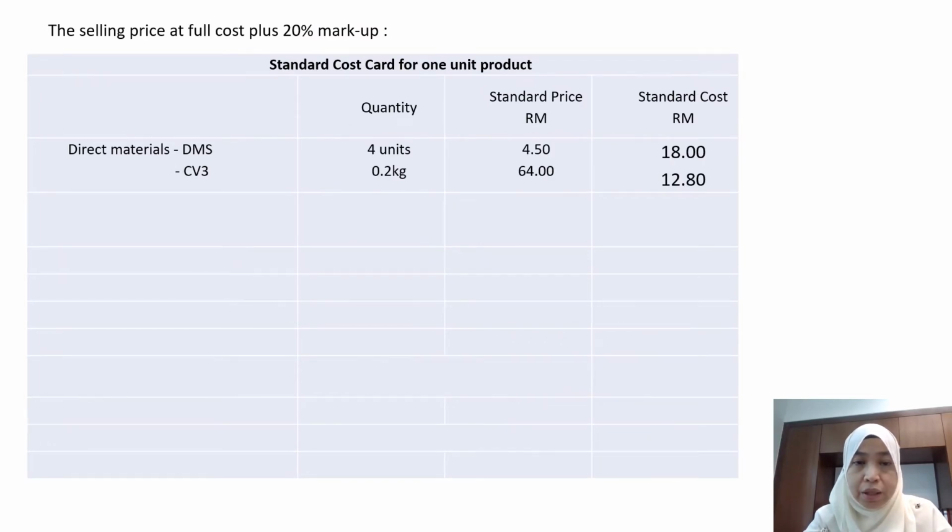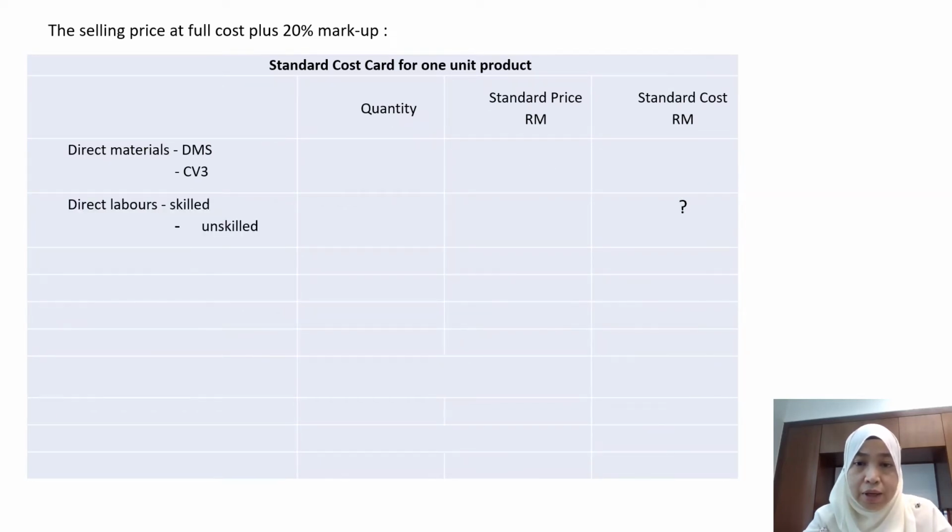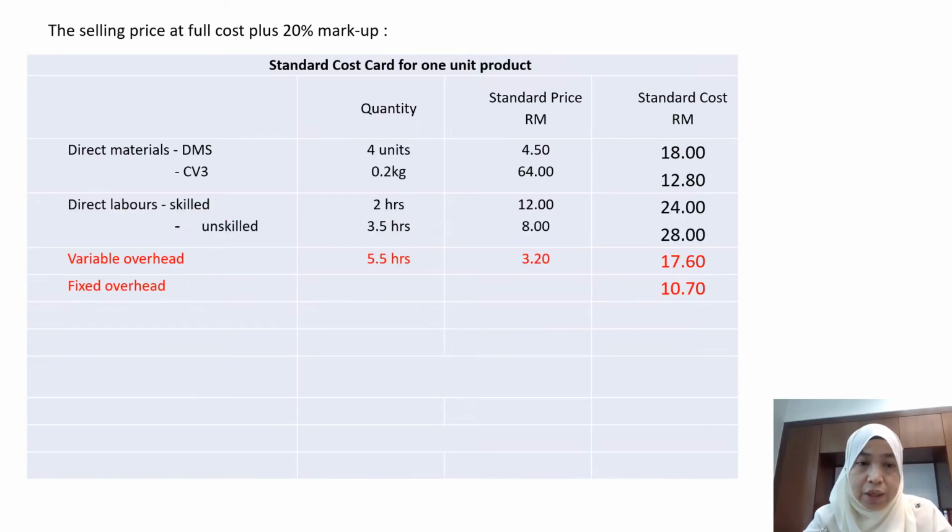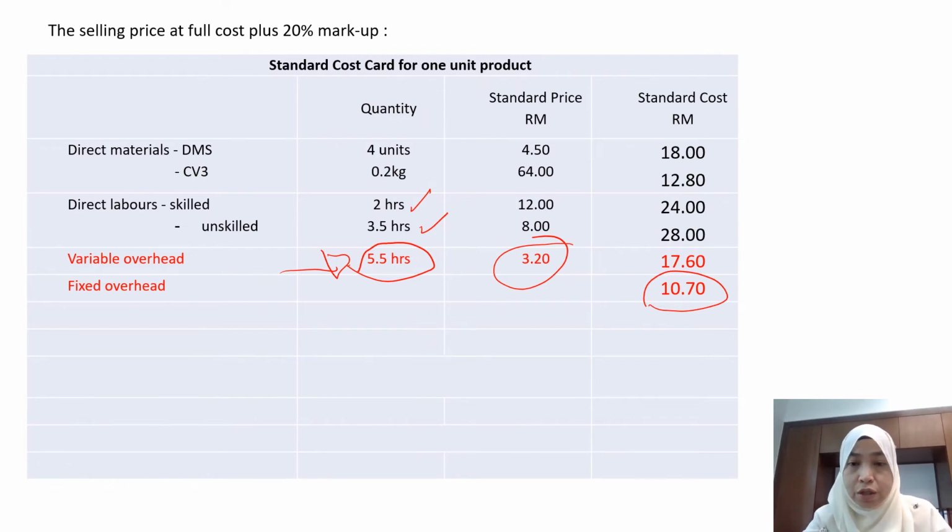Direct materials: DMS RM18, CV3 RM12.80. And then direct labor, skilled labor and also unskilled labor. Skilled labor RM24, unskilled labor RM28. And then we absorb overhead. Overhead based on direct labor hours, 2 hours plus 3.5 hours, we will get 5.5 hours. You multiply by RM3.20 per hour. And then fixed overhead, given fixed production overhead RM10.70 per unit.